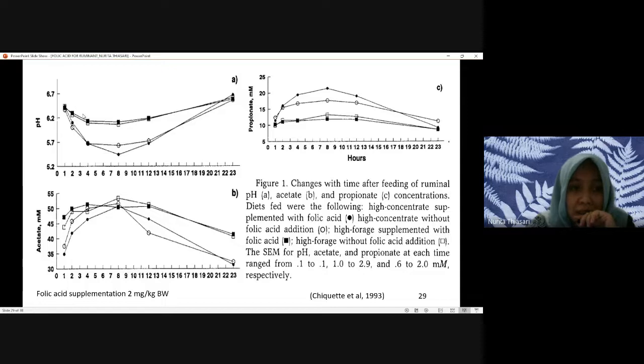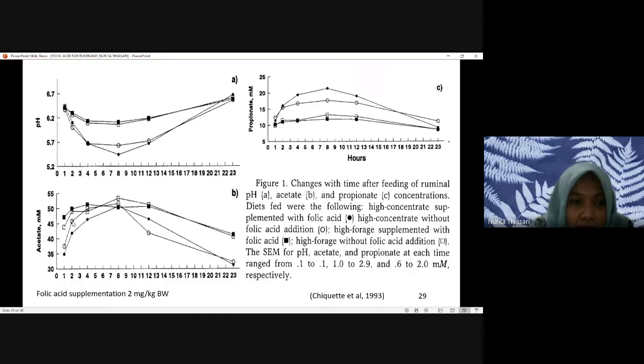So we can see here that the addition of folic acid seems not to improve, but very slightly increases the pH of the animal which gets the high forage supplemented with folic acid. But for the animal which gets the high concentrate with folic acid, it seems to reduce the pH.